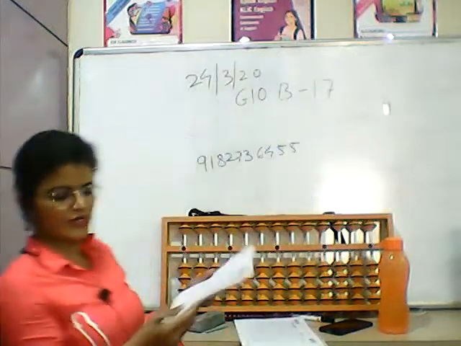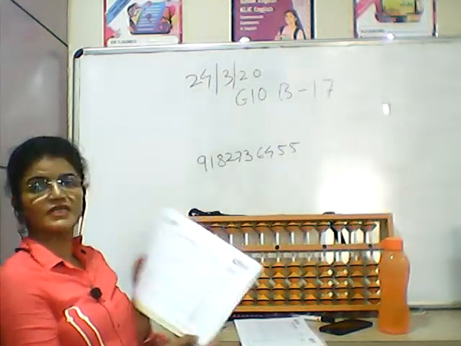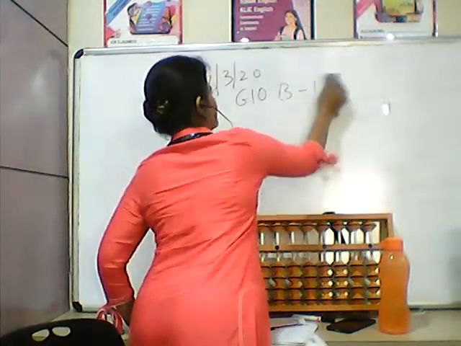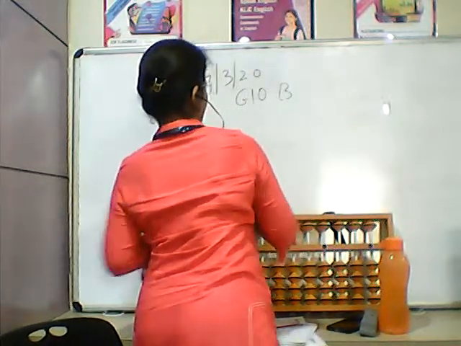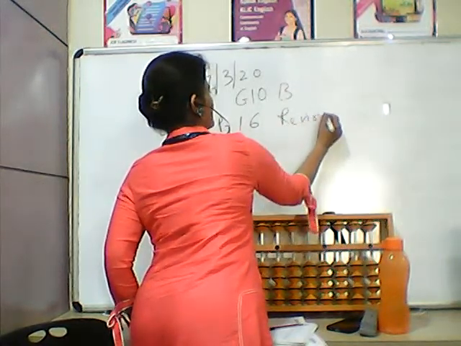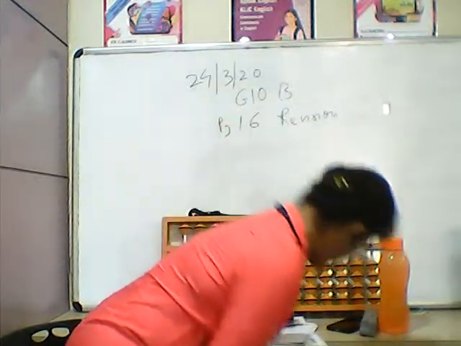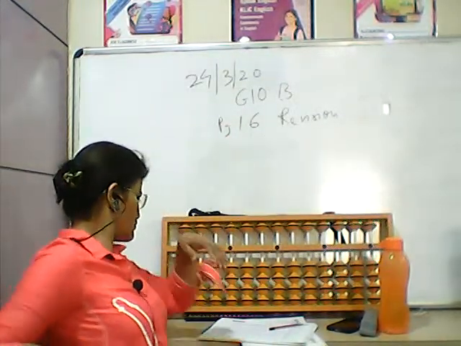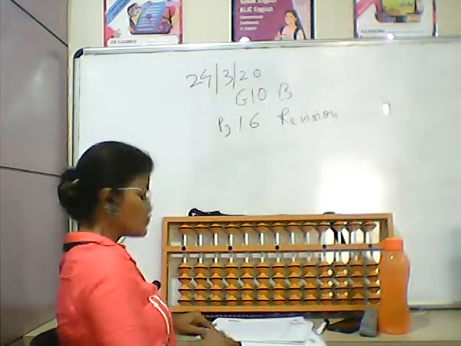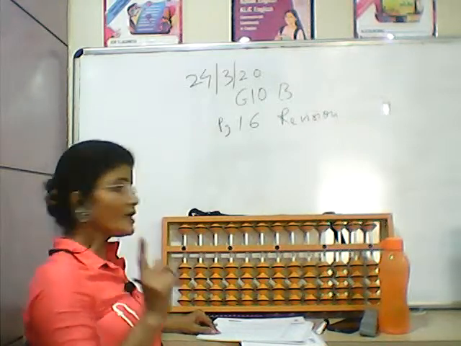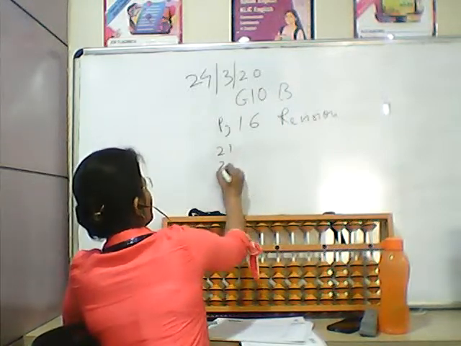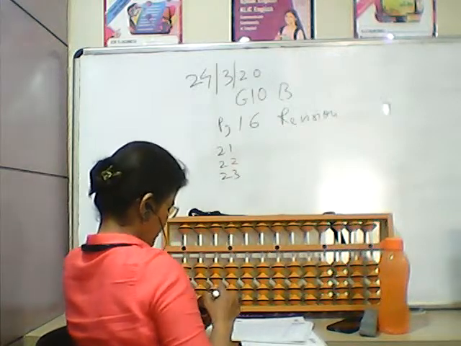Okay, we will do revision first. We will do page number 16 first. Page number 16, we are doing revision. Okay? So we are doing the last row, sum number 21. Page number 16, sum numbers 21, 22, 23, we are doing.